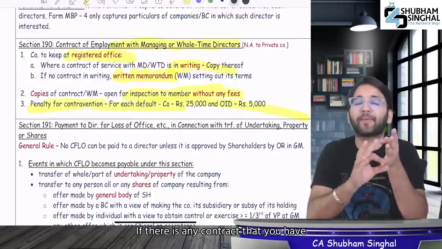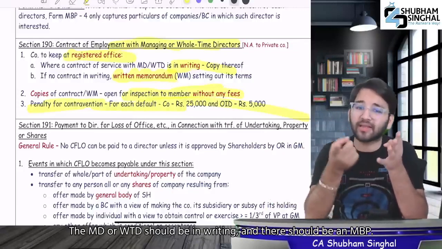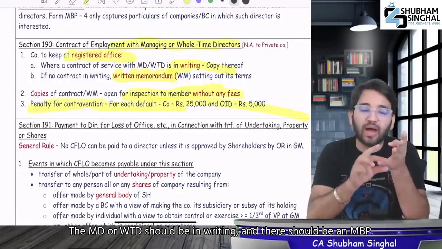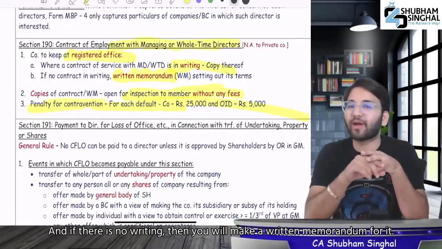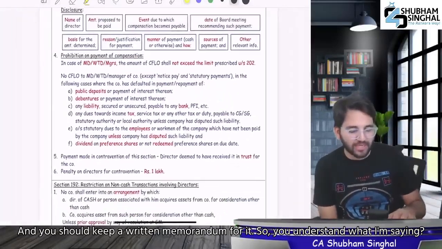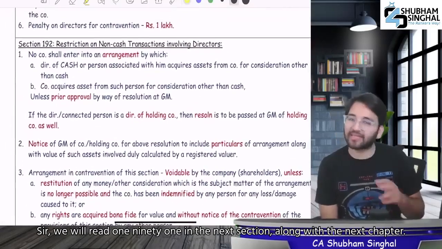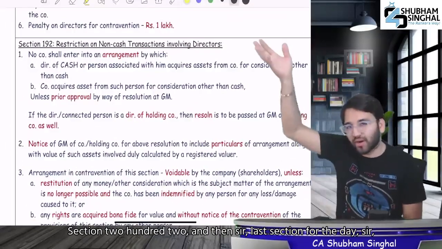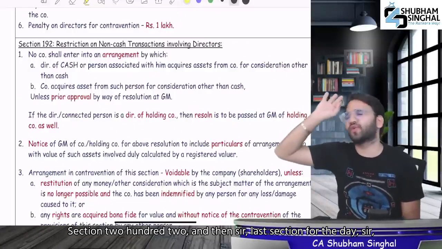If you have any contract with MD or WTD, then it should be in writing along with a copy. And if it's not in writing, then make a written memorandum for it, and you will write it in the memorandum. So did you understand what I'm saying? We will read 191 along with the next chapter with section 202, but now it's the last section for the day.